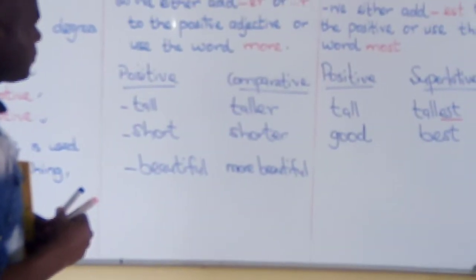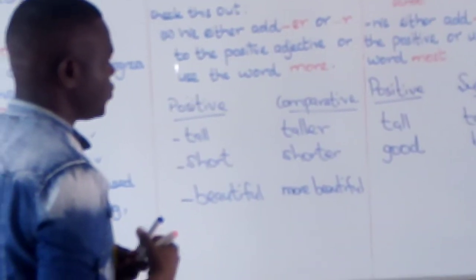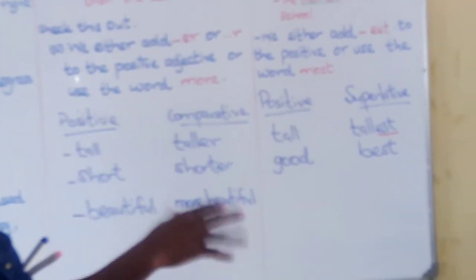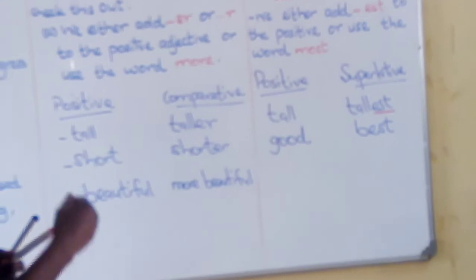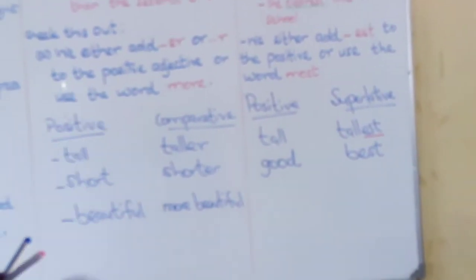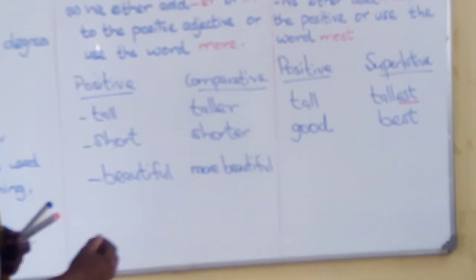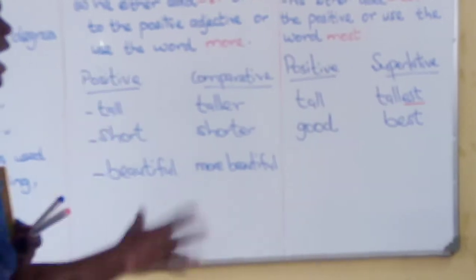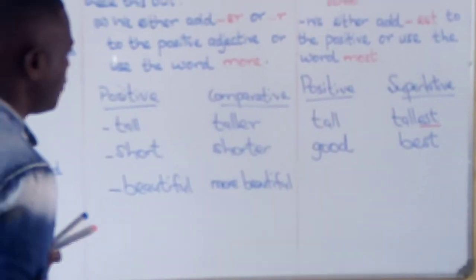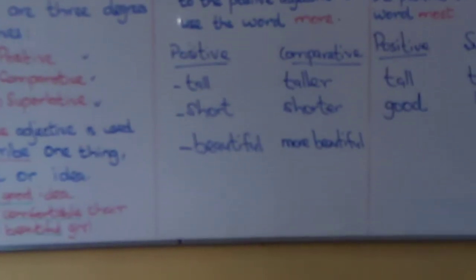And then we have others. The comfortable chair. So we add most comfortable, right? Beautiful girl. Most beautiful, right? Handsome boy. We say most handsome, right? So we need to know more examples of these.